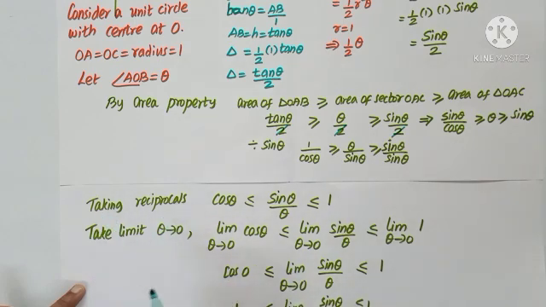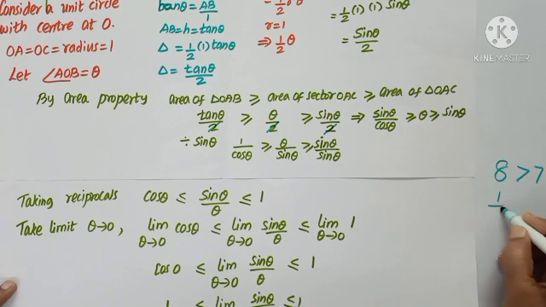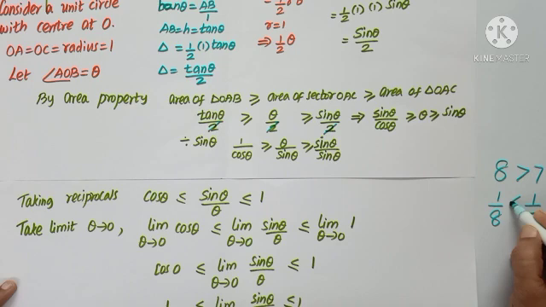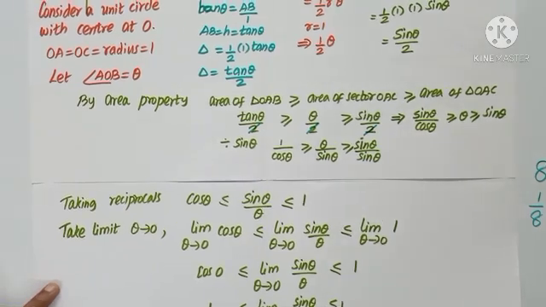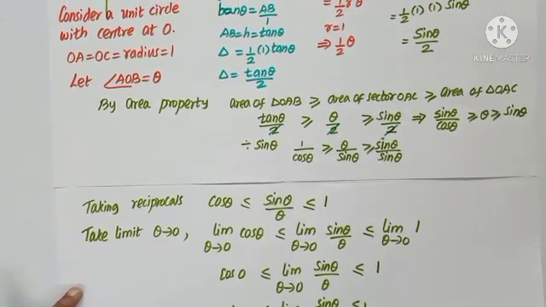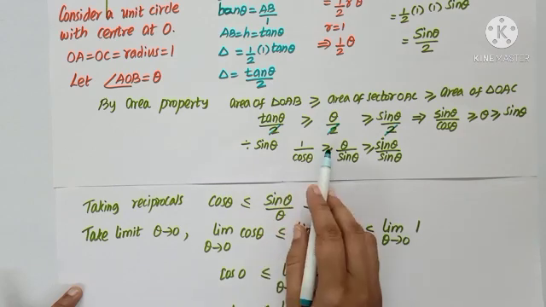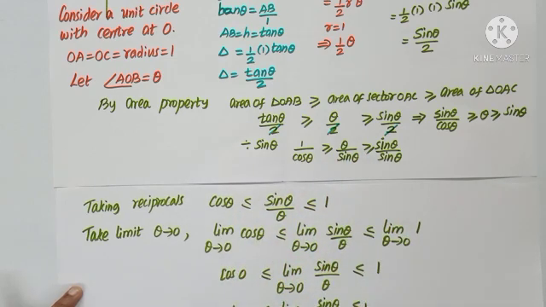Whenever I take reciprocals, greater becomes less. Remember, 8 is greater than 7. But when I take the reciprocals 1 by 8 and 1 by 7, I should obviously remember 1 by 7 is bigger. So the inequality reverses whenever I find reciprocals. So in this question, as I take reciprocals, the greater symbol becomes less.